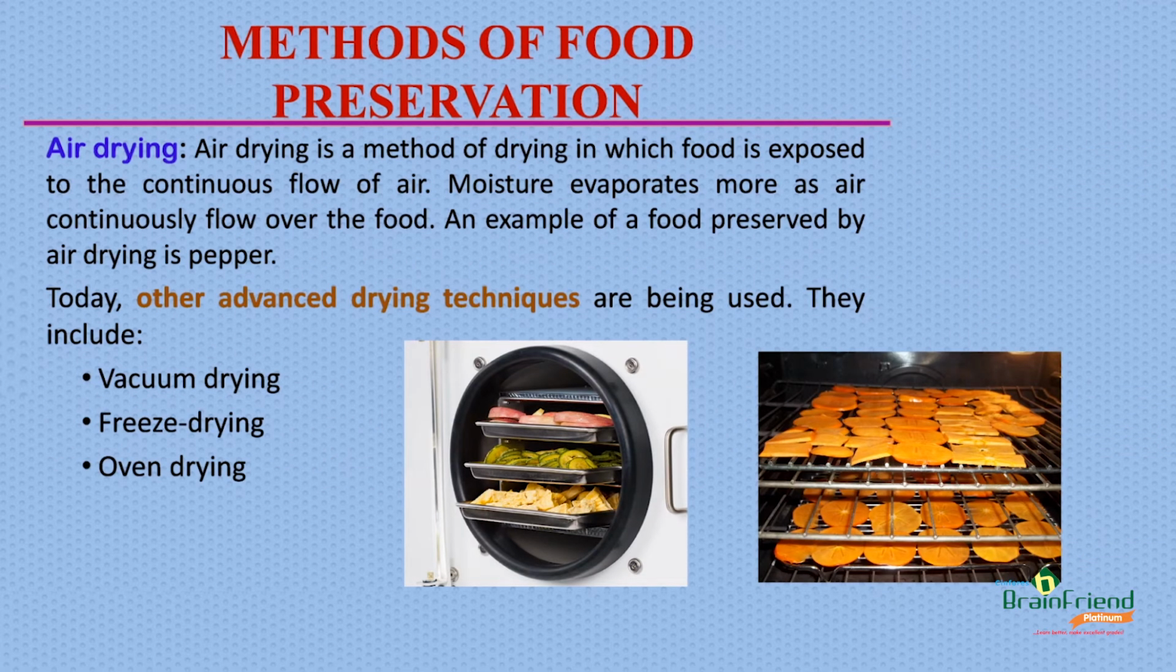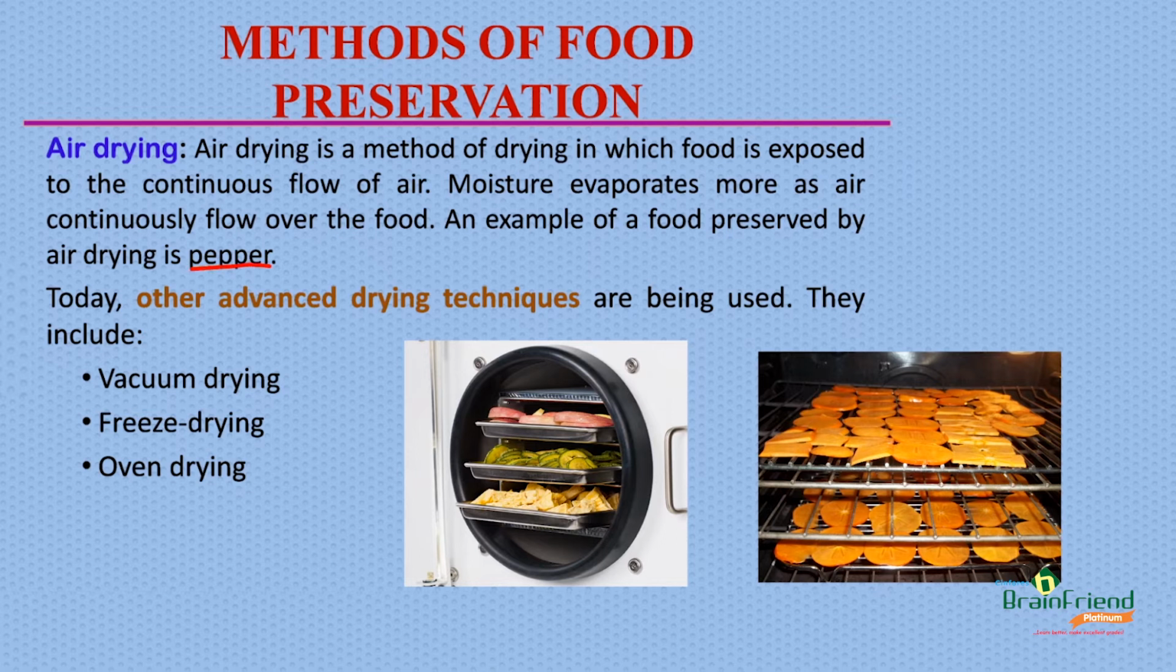Air drying is a process of drying whereby food is exposed to continuous flow of air. Moisture evaporates more during the continuous movement of air over food items. An example of food preserved using this method is pepper.